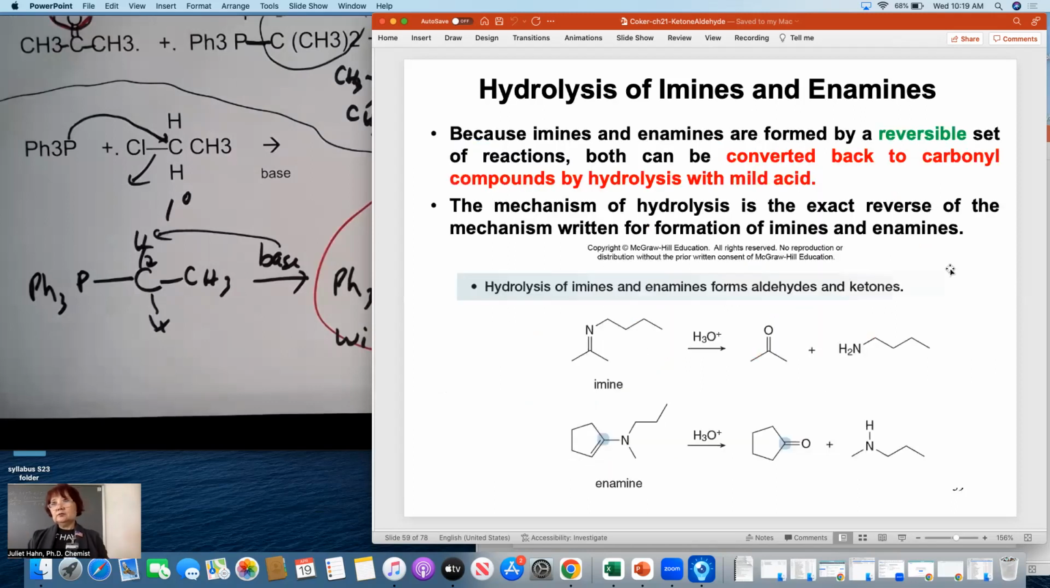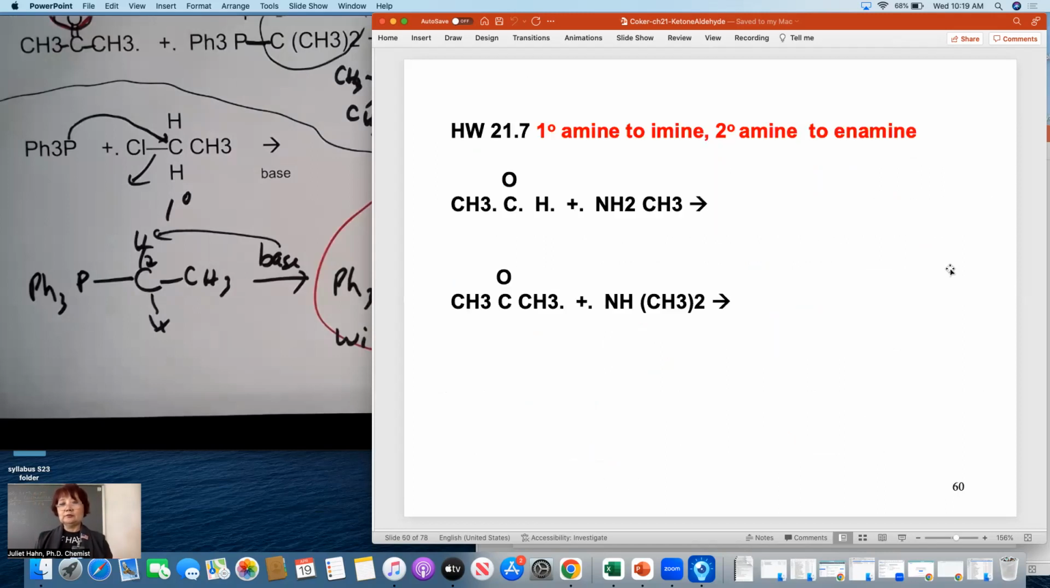Okay, and what's kind of nice about this is it's sort of a reversible reaction. So if you add water, you will regenerate the ketone or aldehyde. But that's kind of a minor reaction that I will not ask you about. But here's the imine and enamine reaction. So that first amine is a primary amine. That second amine is a secondary amine. So primary amine goes to imine, secondary amine goes to enamine.